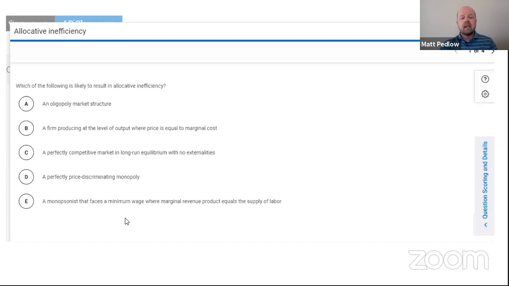And then E, a monopolist that faces a minimum wage. If some of your heads just about spun when you saw the word monopsonist, don't worry, we're going to get there. It's a labor graph. Let's go back to A, okay?